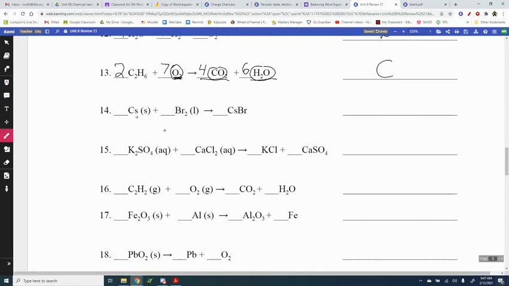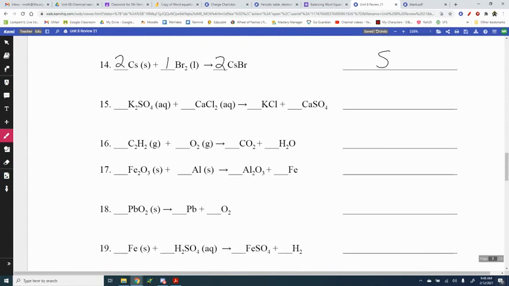We have 1 Cs on this side, 1 Cs on that side, 2 Brs on this side, 1 Br on this side. So 2 to fix the Brs. Now we have 2 Css, 2 to fix the Css. Nice and easy. Okay. And then classifying, this is a synthesis reaction because we are starting with 2 things. They come together to make 1 thing, and that is a synthesis reaction. Hooray. All right. Next one.